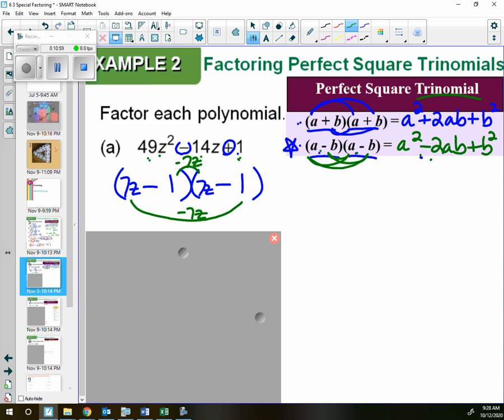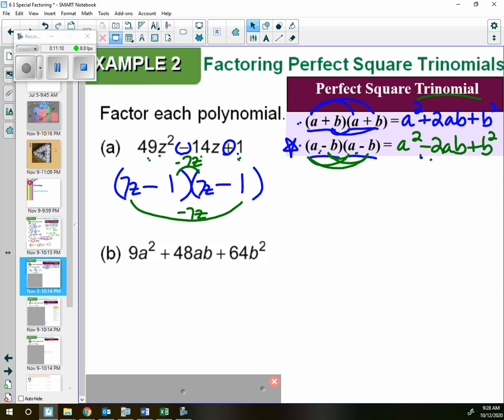So if you see perfect squares in your trinomial like that, it's a good thing to try. Instead of listing all the things that multiply to get 49, let's try the perfect square one first because it might work. All right, let's take a look at this one. Also a trinomial, yep.